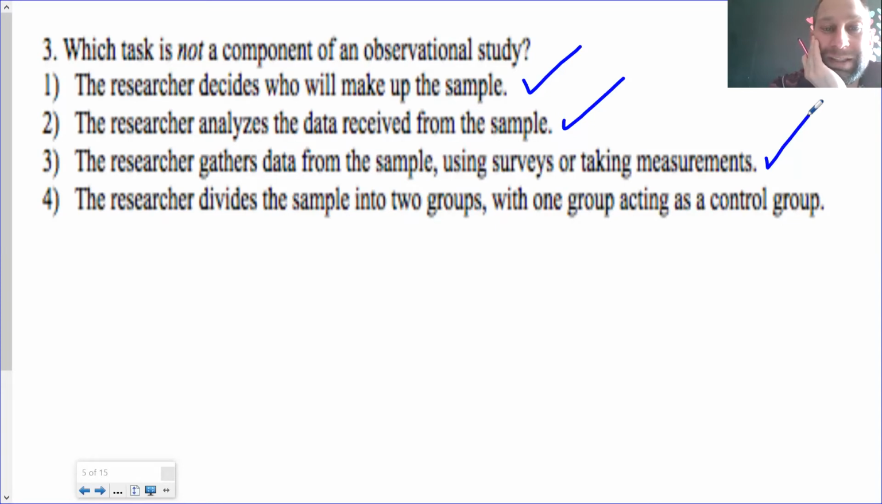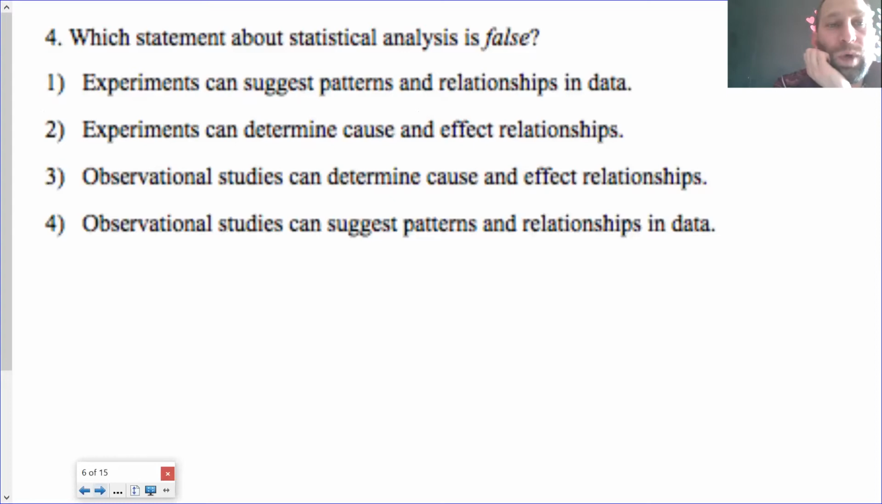The researcher divides the sample into two groups with one acting as a control group. That is a controlled experiment. The controlled experiment is where I'm physically taking the people, dividing them up, applying a treatment. Choice 4 would be a component of a controlled experiment. It's not the answer.